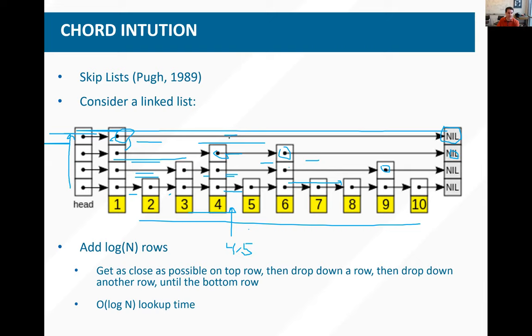So we compute the height, maybe we end up with a height of 3 in this case. Then we add this element right here into where it belongs, and all we have to do is hook up the left and right pointers, and we've inserted that node into the network. As long as we choose the height of this node based on those probabilities, then on average, we can expect with high probability that this will have a logarithmic lookup time.